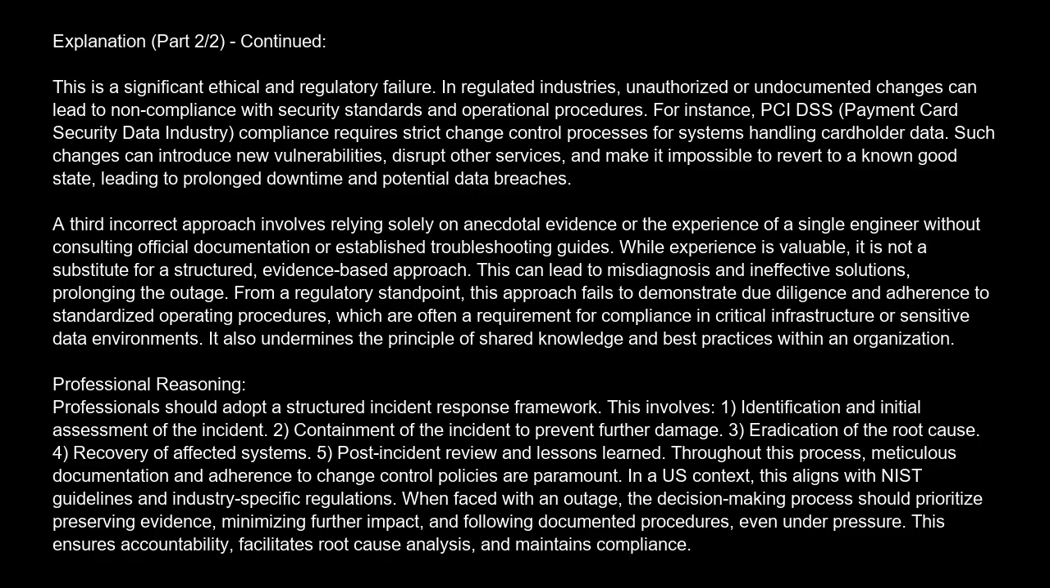Throughout this process, meticulous documentation and adherence to change control policies are paramount. In a U.S. context, this aligns with NIST guidelines and industry-specific regulations. When faced with an outage, the decision-making process should prioritize preserving evidence, minimizing further impact, and following documented procedures, even under pressure. This ensures accountability, facilitates root cause analysis, and maintains compliance.